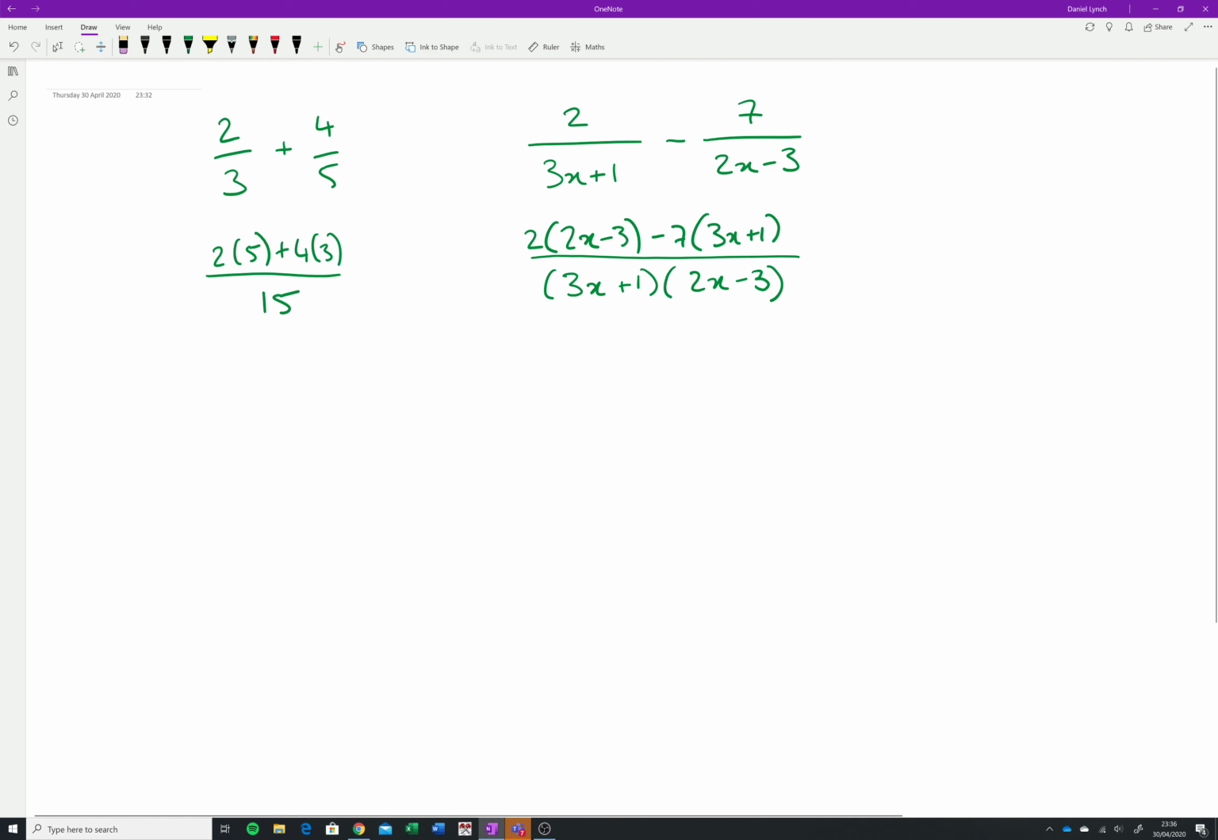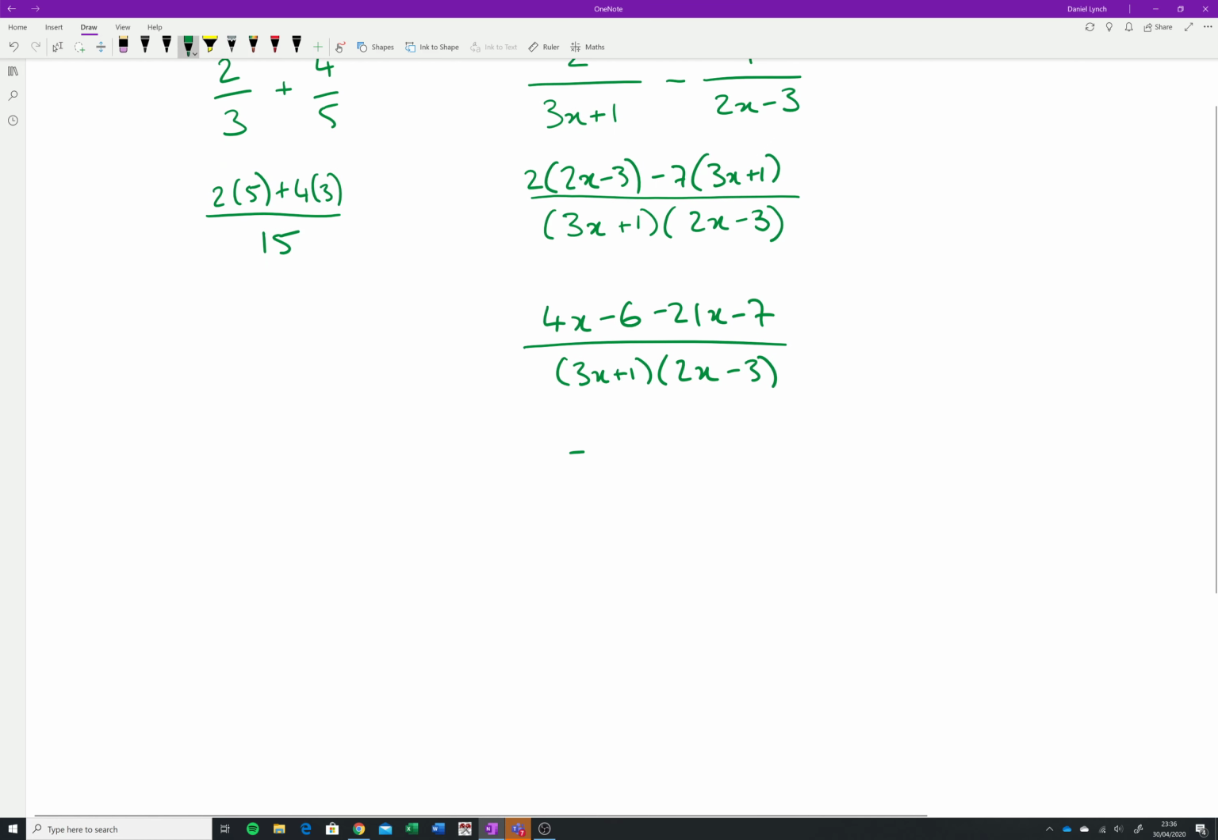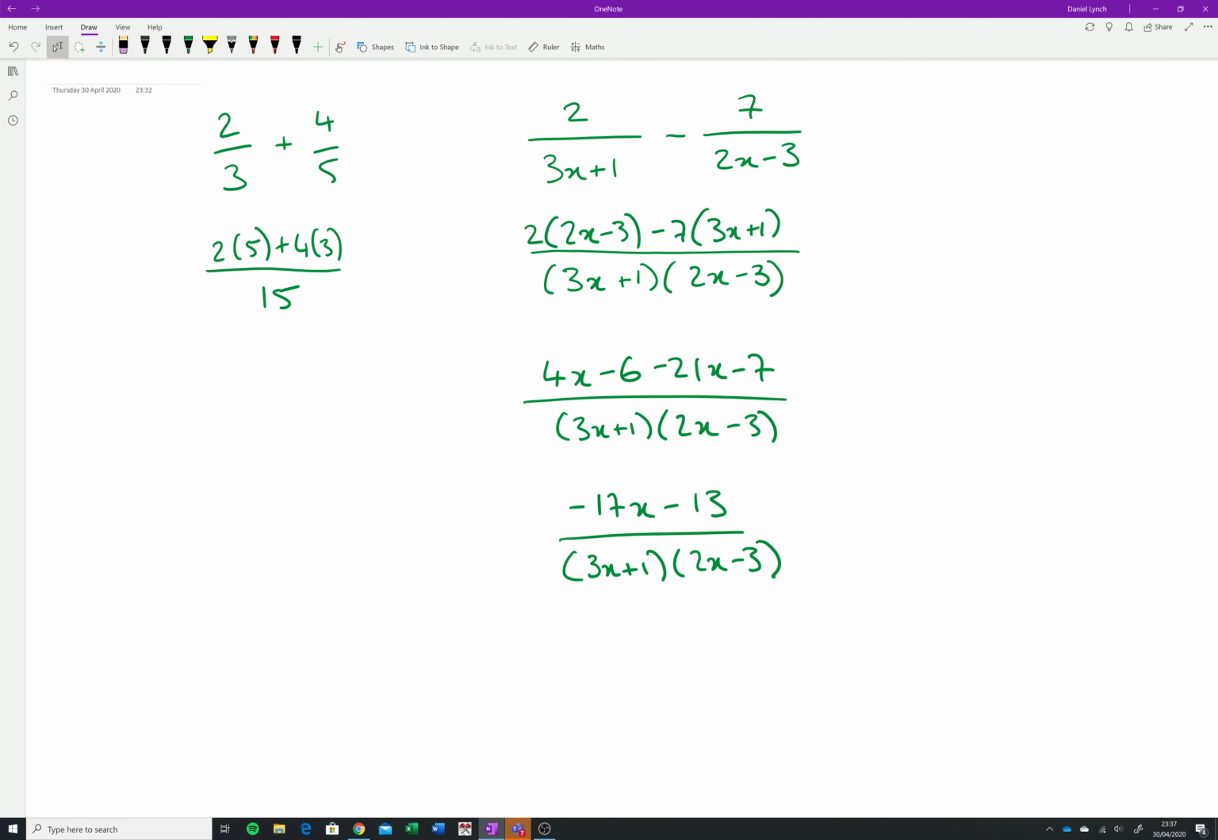Now after that, it's just multiply out like we were doing with the brackets regularly. 4x minus 6 minus 21x minus 7, excuse me. The bottom, actually, traditionally you don't tend to multiply out. You can, but you don't have to. They do expect you to multiply out the top though. So we'd get minus 17x minus 13 over 3x plus 1 times 2x minus 3. Okay, so that's how you do it when it comes to tough ones like that.